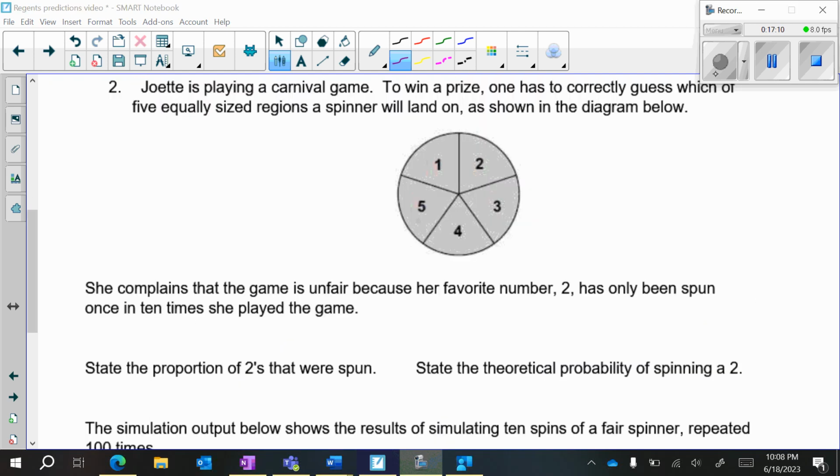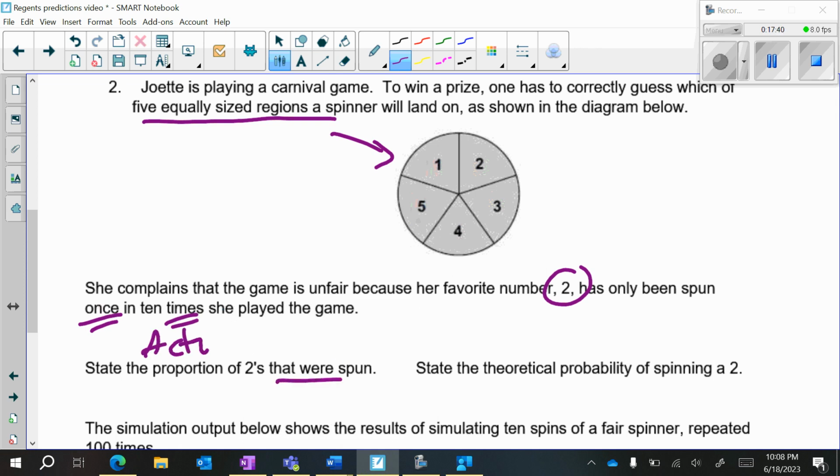So now this next question is an example of one that they made into a longer part 2. They said Joette is playing a carnival game. She's spinning a spinner. The spinner has 5 equal sized regions, so keep that in mind here: spinning each one should be equally likely. Joette is claiming that the game is unfair because she only got her favorite number, 2, one time out of 10 game plays.